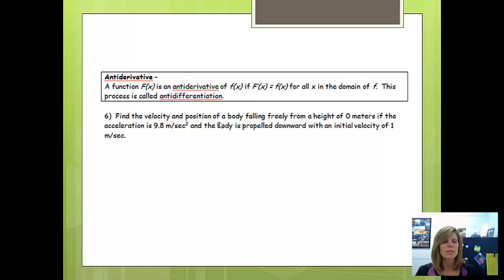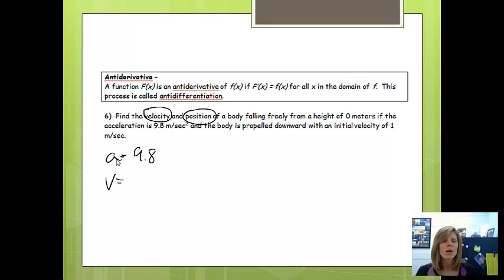Okay, number 6 says to find the velocity and position of a body falling freely from a height of 0 meters, if the acceleration is 9.8 meters per second squared and the body is propelled downward with an initial velocity of 1 meter per second. So we're looking for the velocity and the position, and they told me what the acceleration is. So I'm just going to put the acceleration is equal to 9.8.